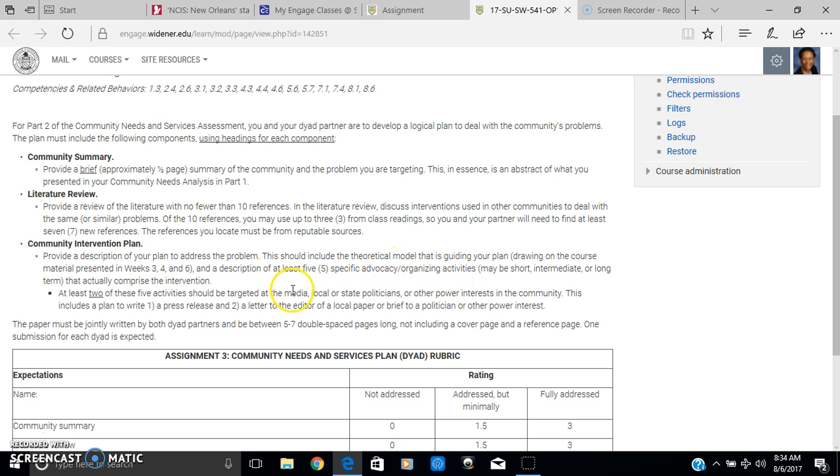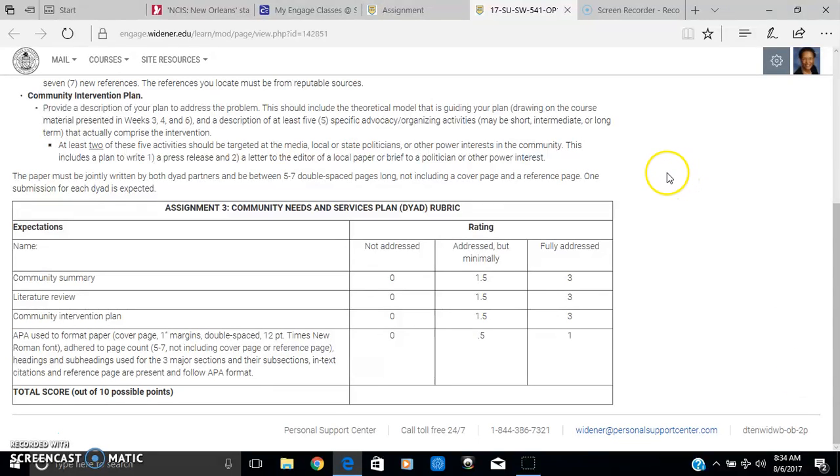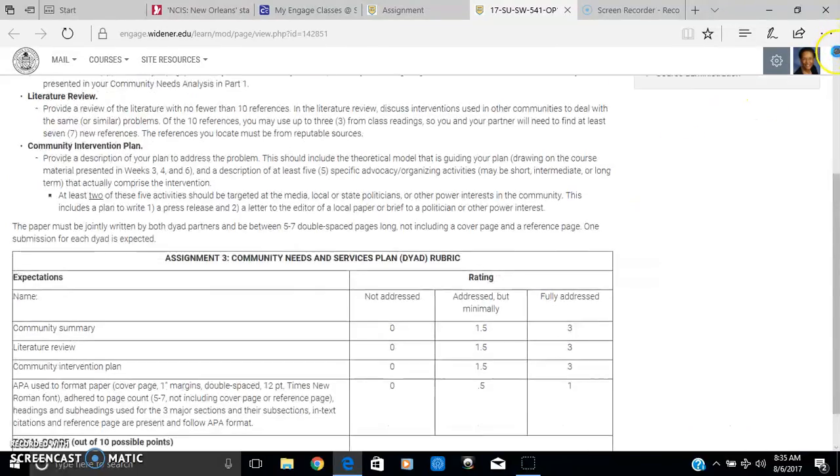and include a description of at least 5 specific advocacy organizing activities that actually comprise the intervention. At least 2 of these 5 should be targeted at the media, local or state politicians, or other power interests in the community. This includes a plan to write a press release and a letter to the editor of a local paper or brief to a politician or other power interests. And this provides you with the rubric for the grading of this written assignment.